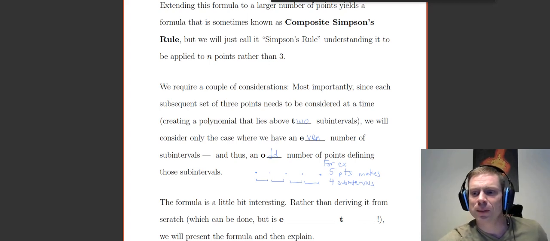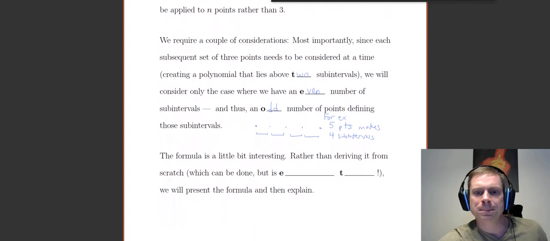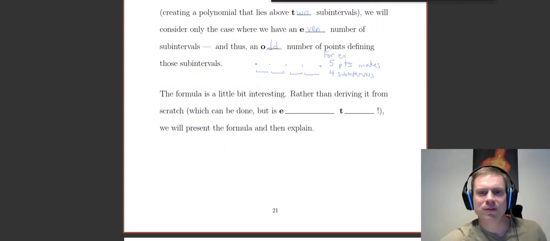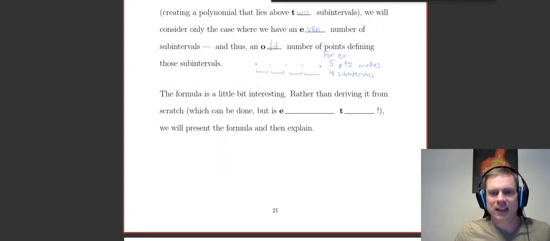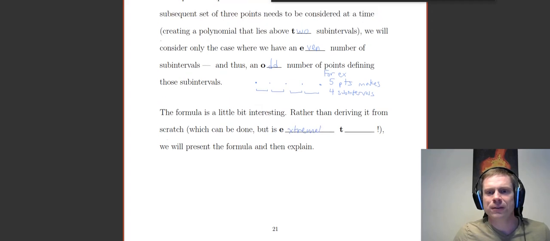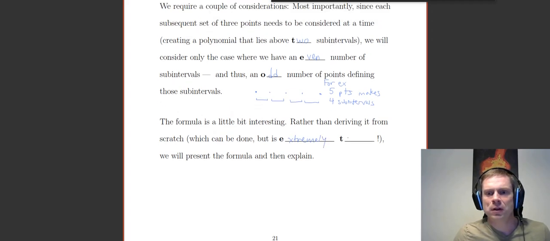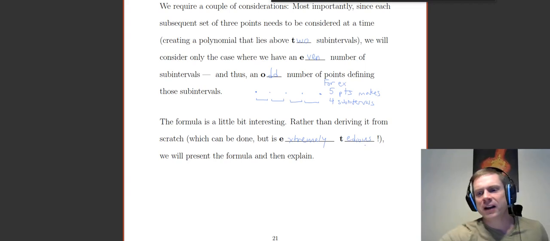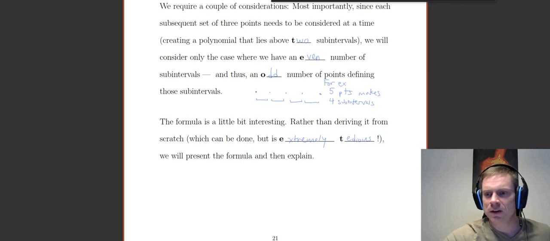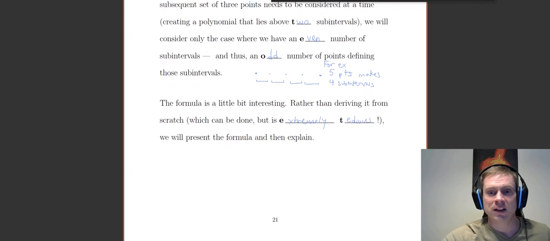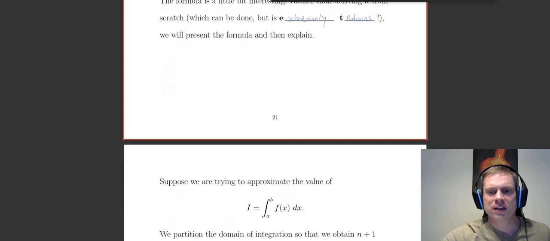Okay, so as I said, the formula is very interesting. You can derive it from scratch, but it's extremely tedious. It's actually tedious enough to do just the 3 points, and to extend that to a larger number is even worse as a job. So again, I'm going to take the easy way out, just present the formula and explain it to you. So check this out.